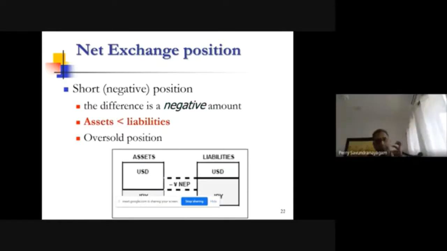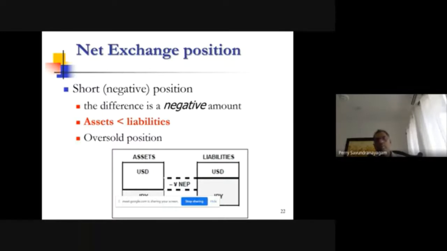So on the reverse, if you have sold your dollars and raised rupees, you have more rupees, you've basically exchanged out, and you have created more rupee assets, basically rupee liabilities, right? And you have less dollar assets, dollar liabilities. You are what we call an oversold position or short position.